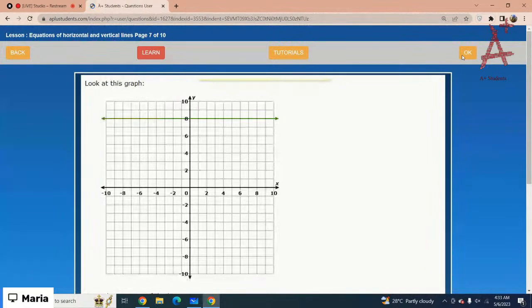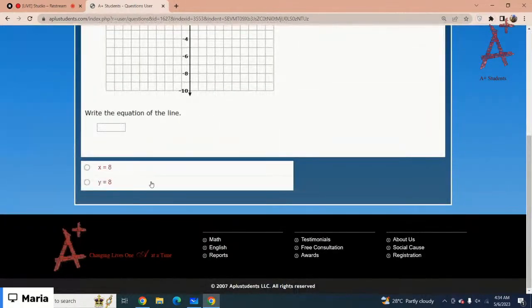Okay, the next one, look at this graph. The graph is parallel to the x-axis, but the point is on the y-axis. So it would be y equals 8. The correct option is y equals 8.